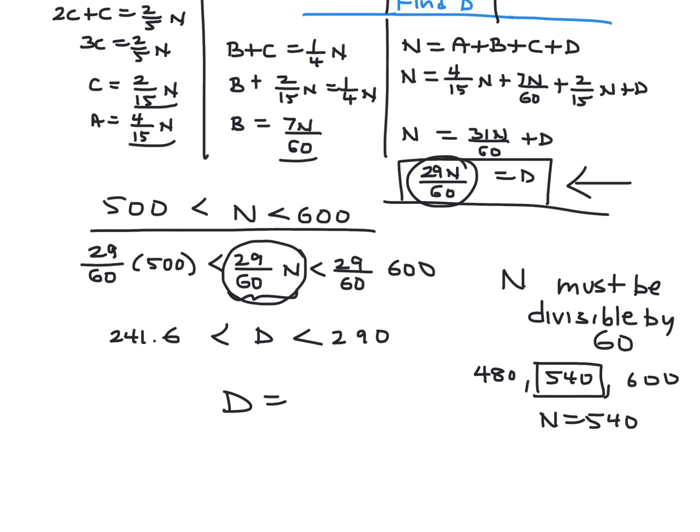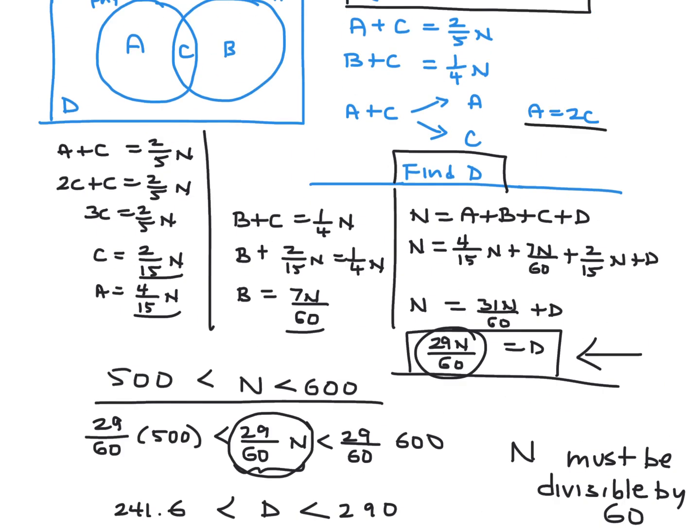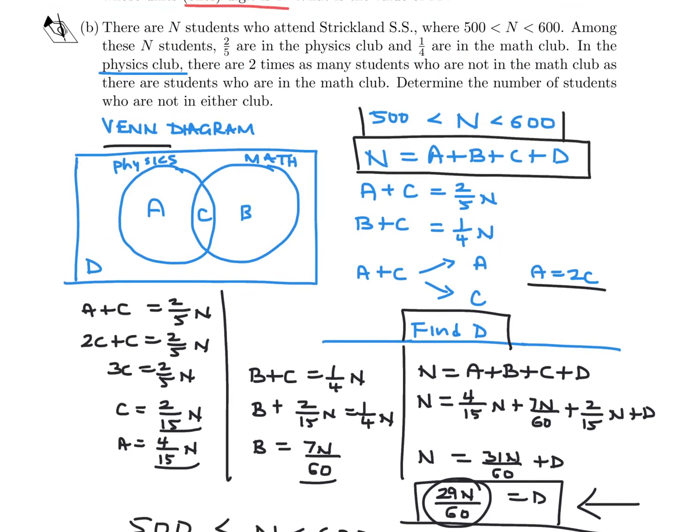And if N is 540, then we can easily figure out D. D would be 29/60 times 540, and that calculates to 261. I think I might have said 40 for some reason, or whatever I said. Well, at least I wrote it correctly. 29/60 times 540, and that gives you 261 for D, and that is representing the number of students who are not in either club.